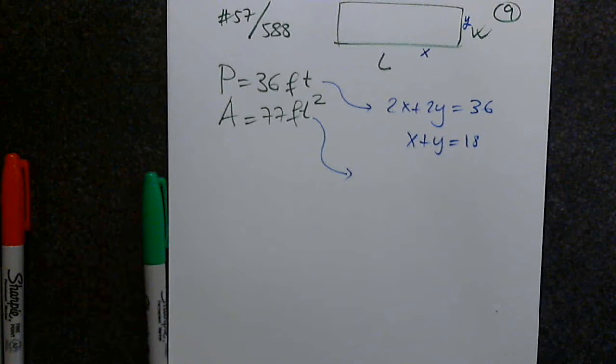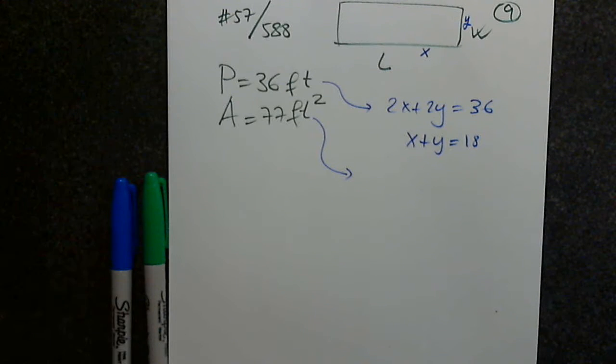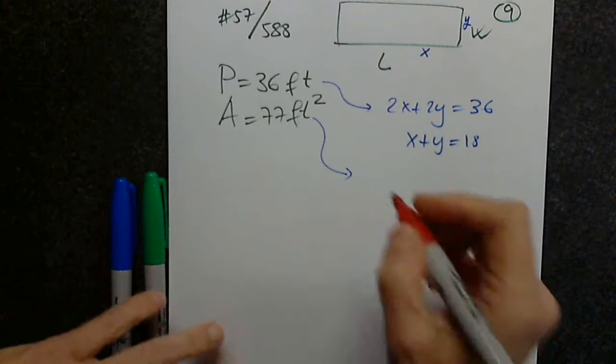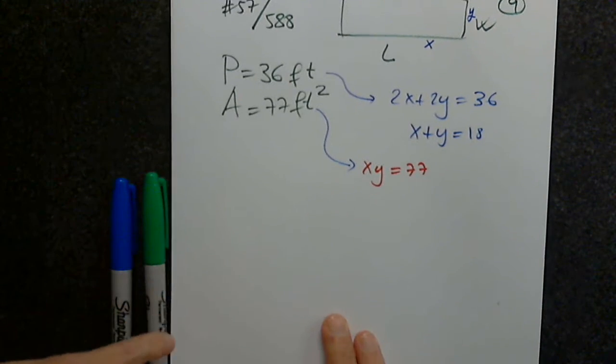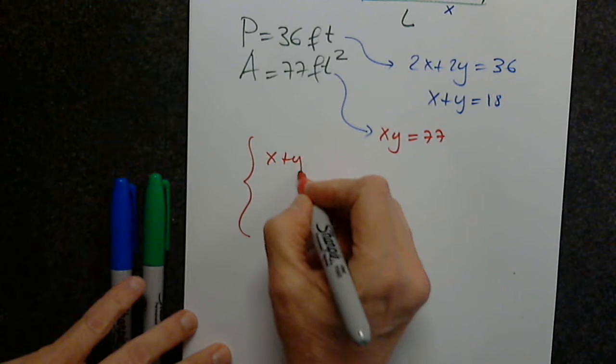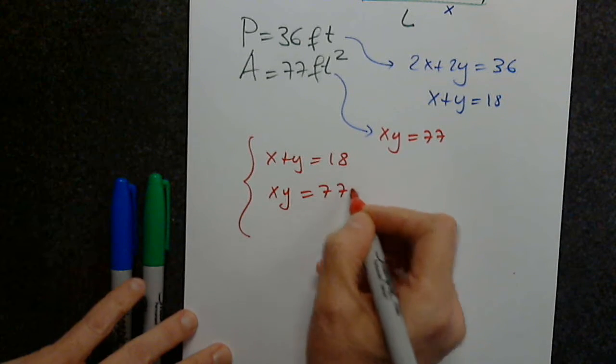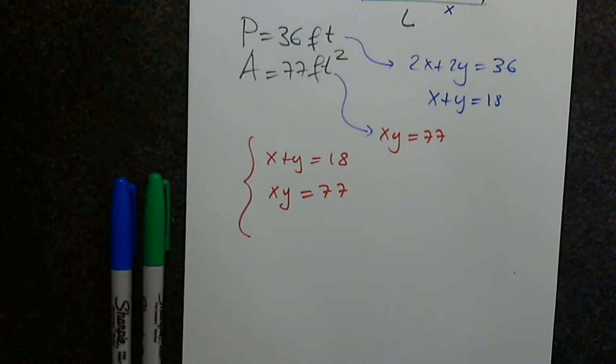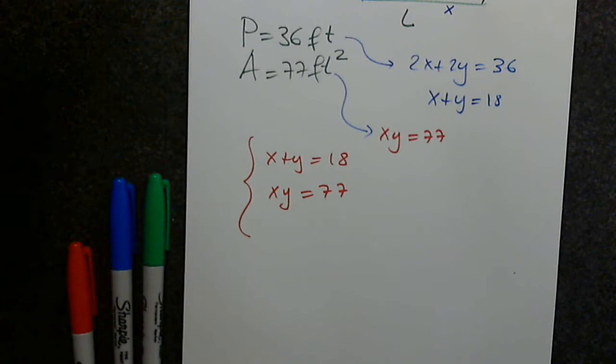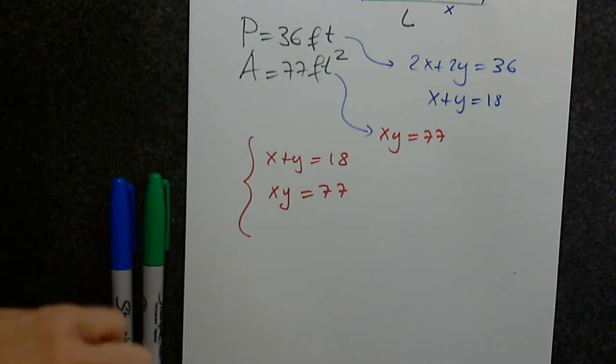Now I need to write the area for the same thing. Can anyone give us the area? Very good, equals 77. So here it is, our system: x plus y equals 18 and xy equals 77. Now, which method is applicable and which is not? Of course, because the variables are not the same. One of them is a product and the other one is a sum. Awesome. So the only option I have is the first one, substitution. It doesn't matter which one you substitute for, because both x and y have coefficient 1. You choose.